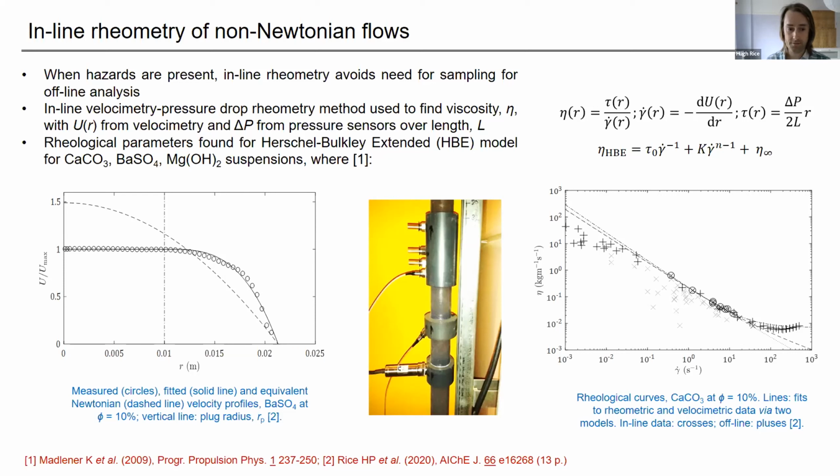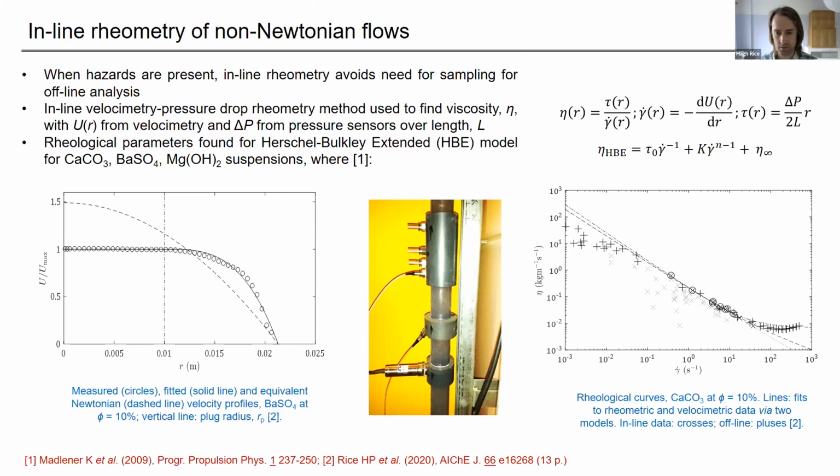So on the left is an illustration of the difference between Newtonian and non-Newtonian flows. The dashed, more circular looking line is a Newtonian flow, and the data with the circles is a non-Newtonian flow, which is what we were interested in. And you can see that the flow profile is very different. That's the velocity profile. So you end up with the plug flow in the middle.